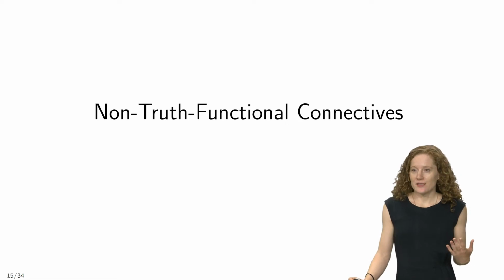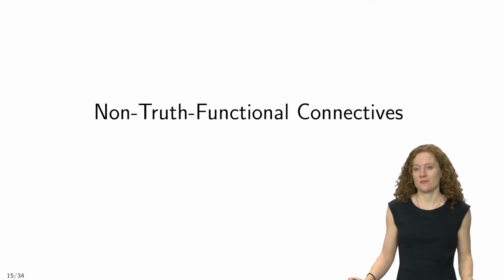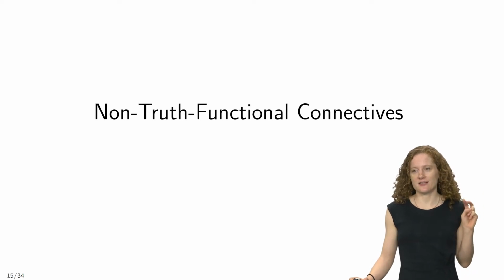What I want to do here is to develop two strategies for showing that a given connective is not truth functional. And I will thereby focus on the connective "necessarily" and show two strategies for establishing that this connective is not truth functional.